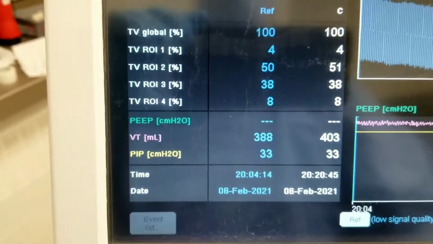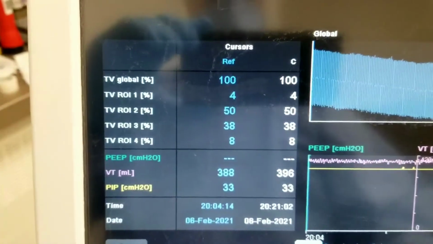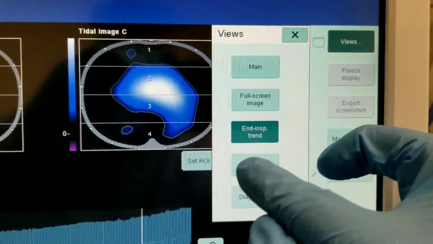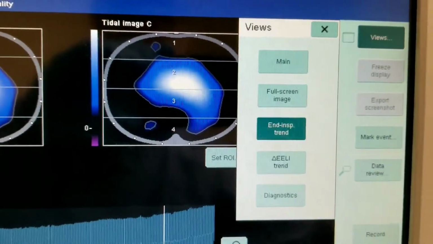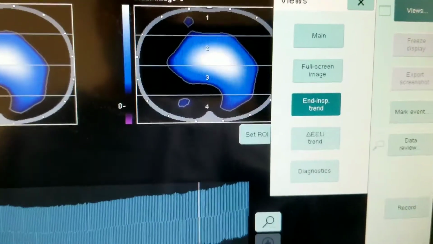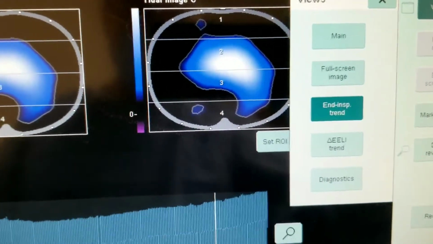Okay, so let's just go to the next screen. So let's go to view. Let's check the next one. This is end expiratory lung impedance. Okay, now impedance. This is an electrical impedance tomography.